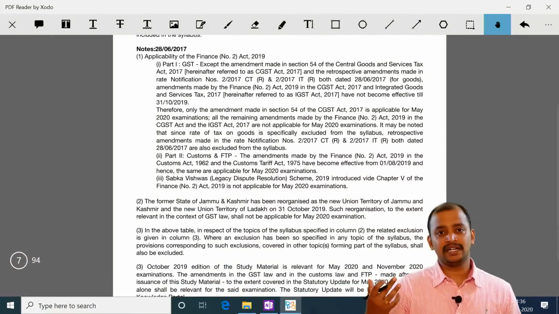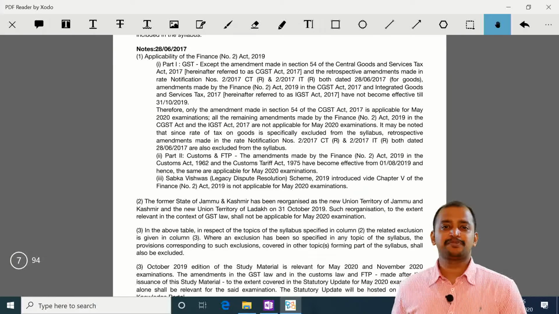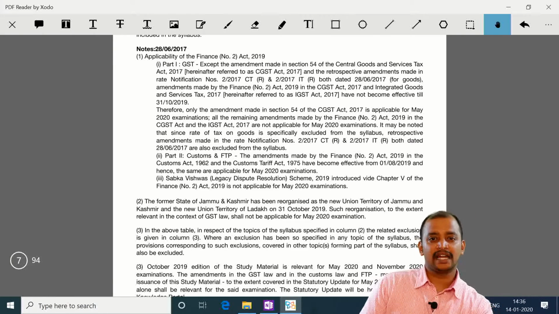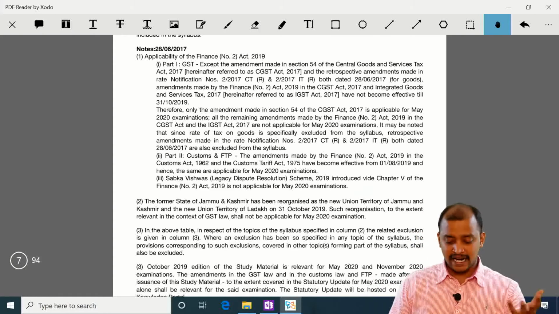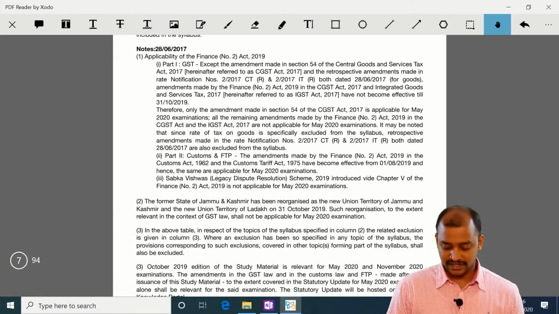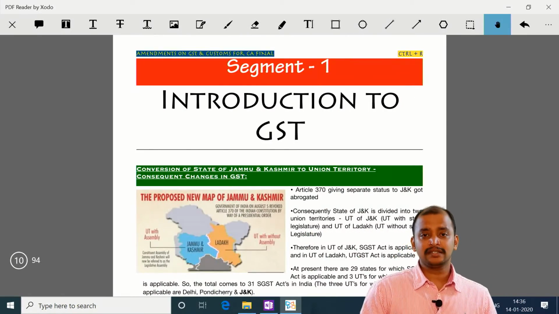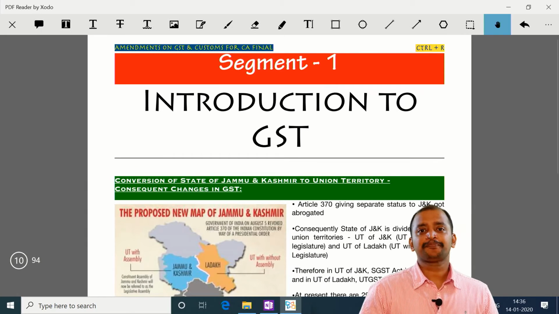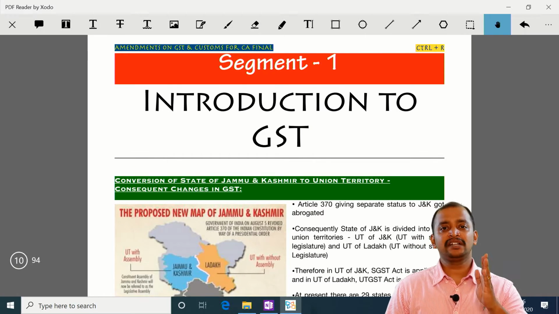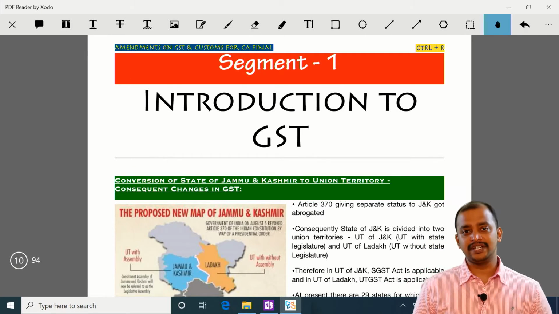Thereafter they have given some applicability. In that they have clearly specified that Finance Act 2019 is not applicable, and it is in line with my discussion with you. Then we'll start with amendments segment wise, starting with segment 1, introduction to GST.